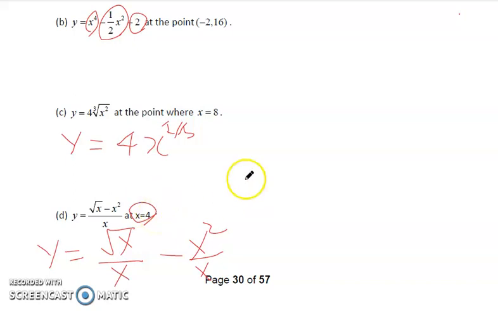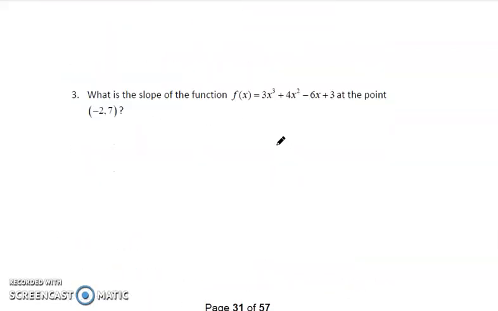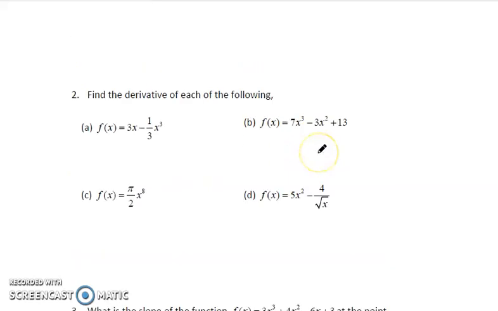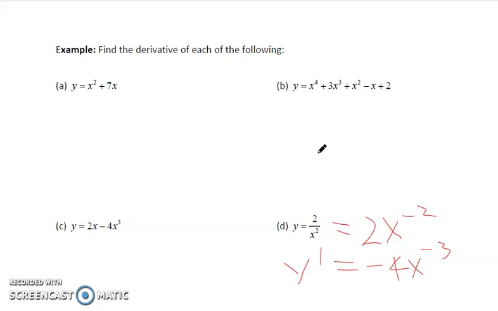So we're almost out of time. I'd like you to try the remainder of these examples on page 31. That's the only place they have some. But I'd like you to try those, please, and go back and look at the ones that we didn't get a chance to do during this video.